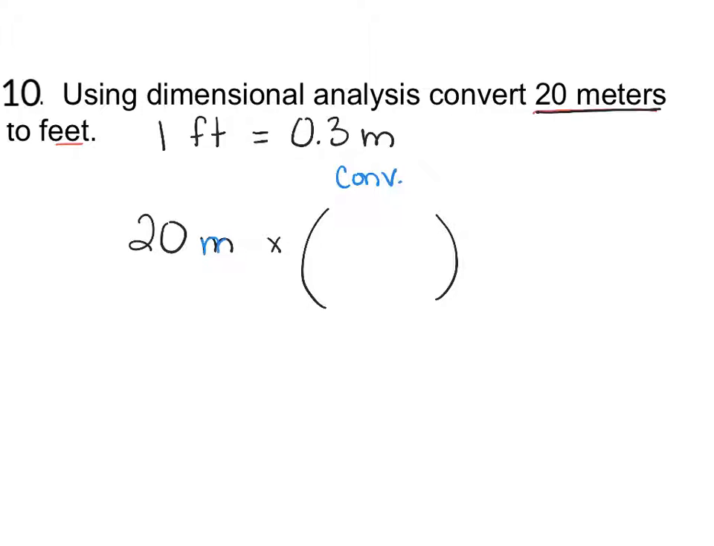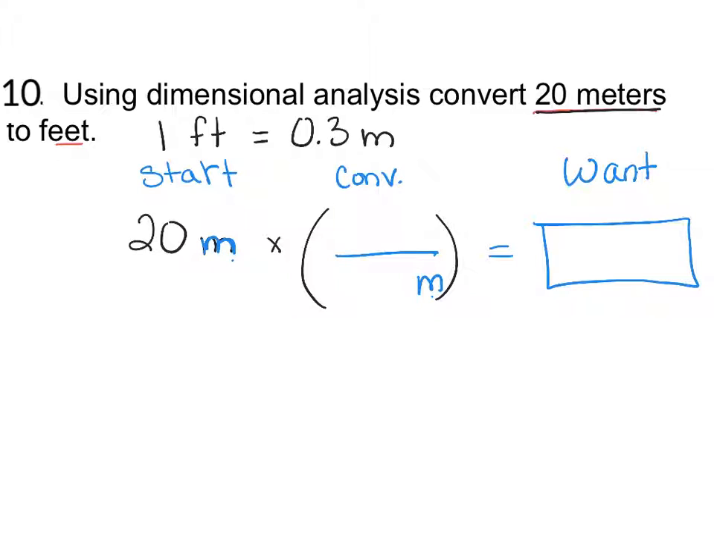I want to get rid of my meters. So I put the opposite of what I want to get rid of. And what I want is here. Okay, what I start with is 20 meters. What I want is feet. Okay, so I put the feet here. Whatever you want needs to go on the top. So I put feet there.